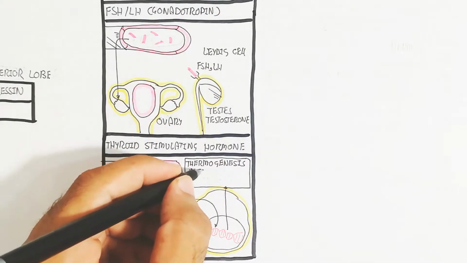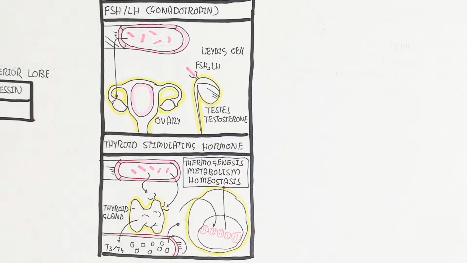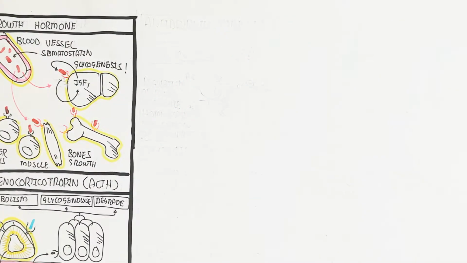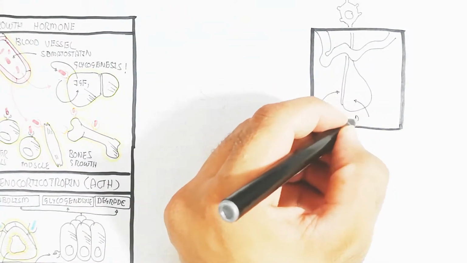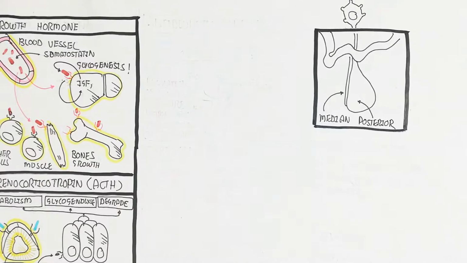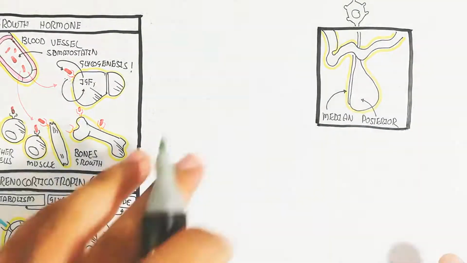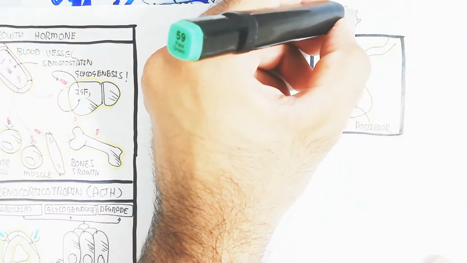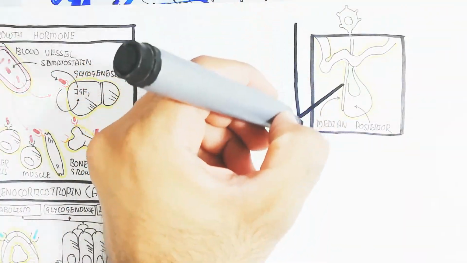So thermogenesis is very important, and increasing metabolism is very important. So that is the function of thyroid stimulating hormone. While the antidiuretic hormone, ADH, is produced from the posterior and median lobe. Let's begin to understand. First we will learn about the antidiuretic hormone.